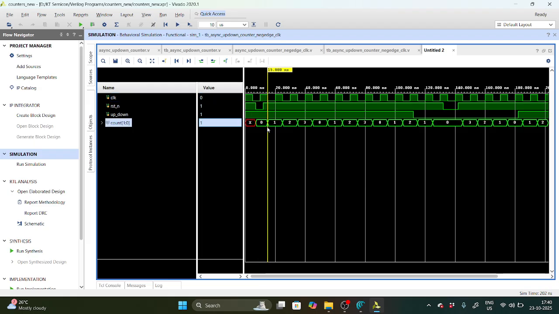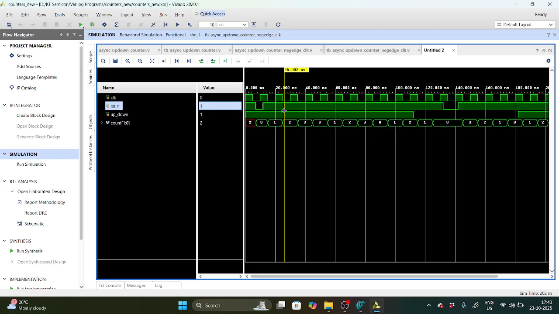And when reset is 1, immediately you are not getting the output. When it goes from reset mode to functional mode, you get the output at the neg edge of clock. Why? Because in the sensitivity list I gave neg edge of clock and neg edge of reset. Neg edge of reset means active low reset.